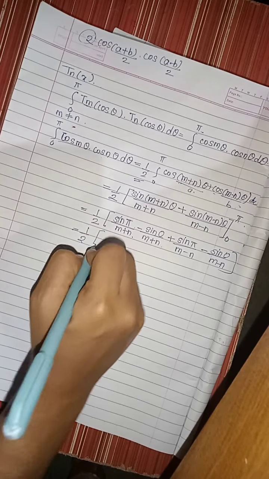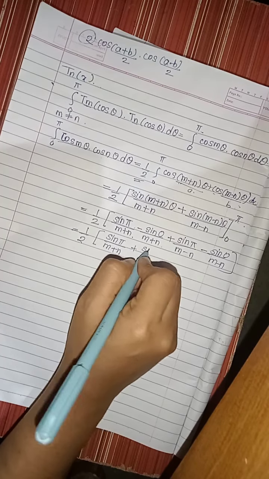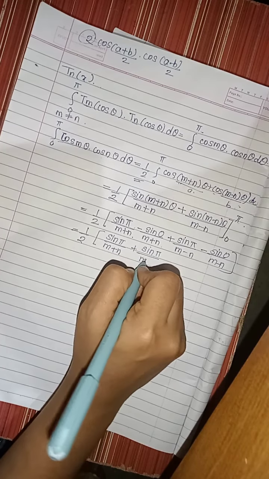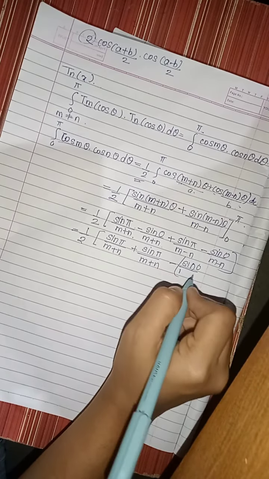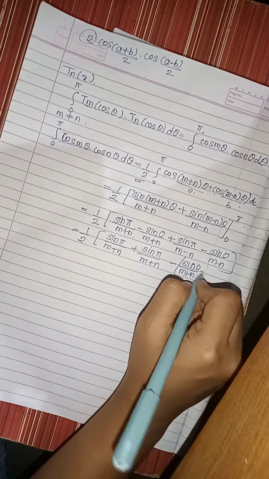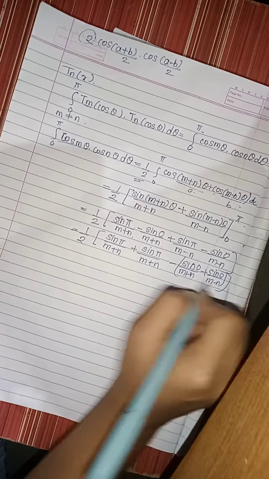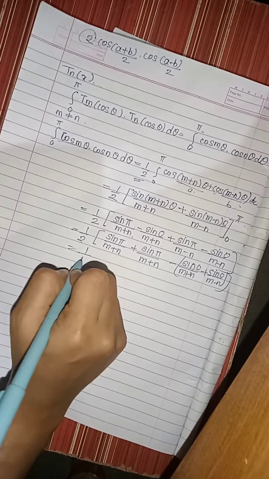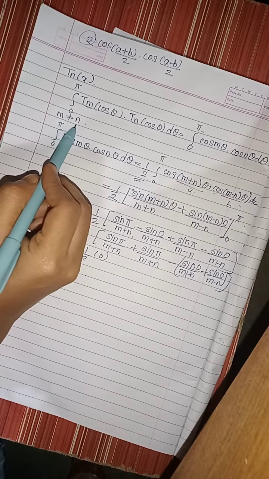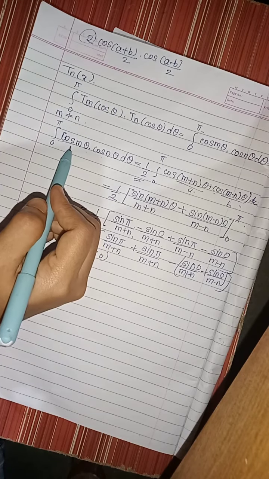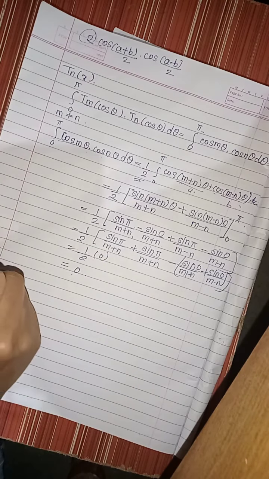So 1 upon 2 into sin pi upon m plus n plus sin pi upon m minus n, minus sin of 0 upon m plus n plus sin 0 upon m minus n. So sin pi and sin 0 values are 0, so 1 upon 2 into 0 is equal to 0. So if m is not equal to n, then the dot product of cos m theta into cos n theta is equal to 0.